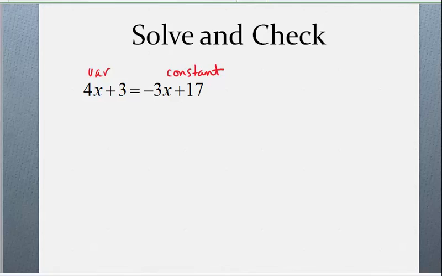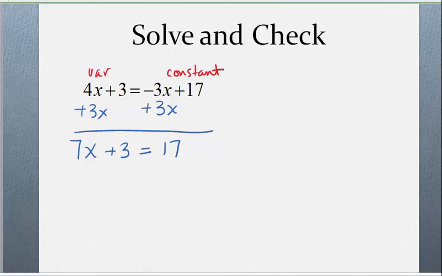I've got a -3x on this right side, and it doesn't belong there because I don't want any variables there. I only want constants there. So I use opposites. This is a -3x. To get rid of it, I put a +3x. Then I write down what I have left. 4x plus 3x is 7x, plus 3 equals, this is going to be a +17 that's left.